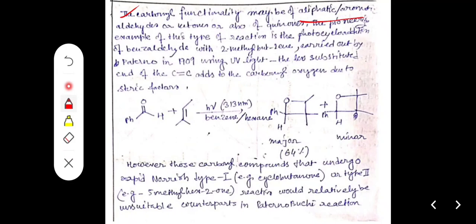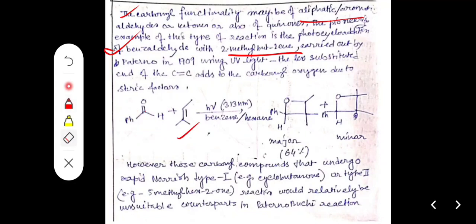And the pioneering example of this type of reaction is the photocycloaddition of benzaldehyde, that is PhCHO. There should be a benzene ring with CHO. This is benzaldehyde with 2-methyl-butene, carried out by Paterno Buchi in 1909 using UV light, and the less substituted end of the C=C bond adds to the carbonyl oxygen due to steric factor.